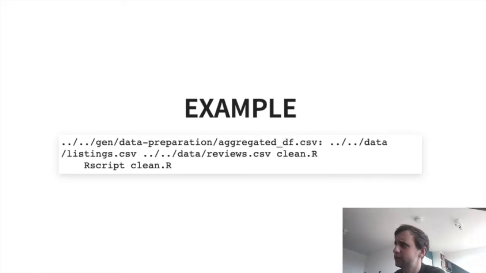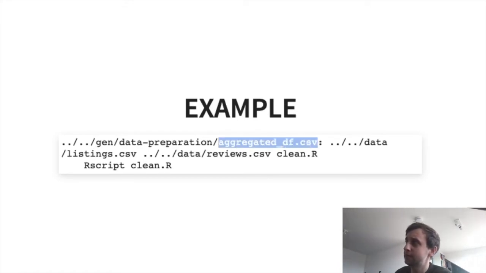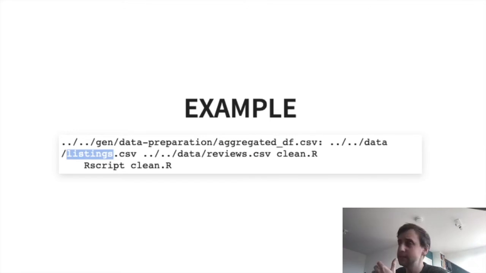That makes it a little more clear. So it looks a little complicated because I'm using already directory names here, but actually it's quite simple. So let's focus on the file names. I want to build an aggregated data frame. By the way, the choice of name is really arbitrary here. How do I build this? What are the prerequisites? I need the input data, listings.csv and reviews.csv, and a little code called clean.r.